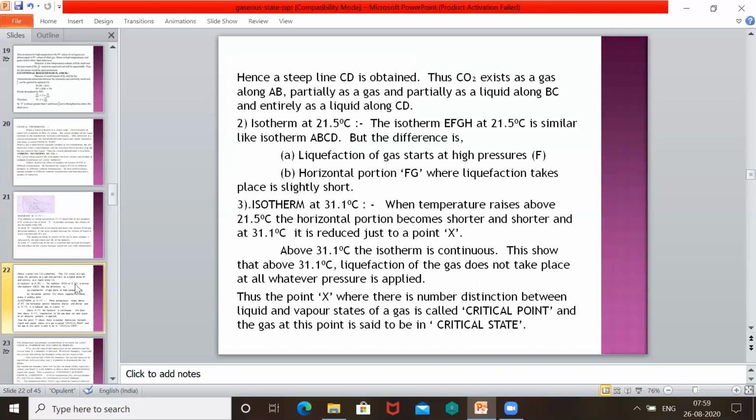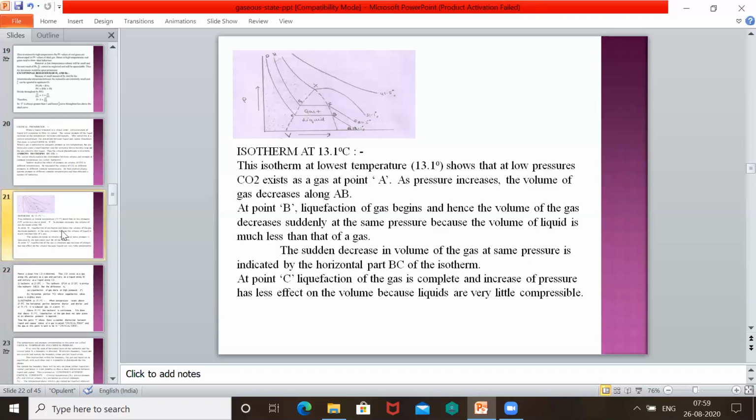Second isotherm, the temperature is 21.5, and here we can see this. You can name the points P, Q, or A, B, anything. This is A, B, C, D. E, F is gas. F, G is partially gas and liquid. Here liquefaction starts, and from G to H it is completely liquid. So here volume is first decreasing fast, then slowly.